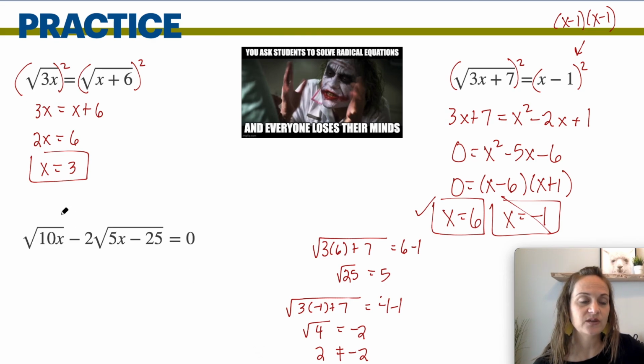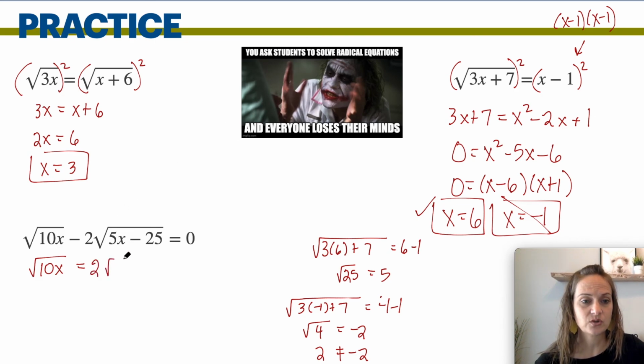In this last one, we need to get the square roots by themselves. You do not want to square both sides because you would have to actually FOIL this, because remember how we talked about you cannot just square this and square this part. You can't do that. You actually will have to get one of them onto the other side. So I'm going to leave the square root of 10x on the left, and on the right I'm going to add 2 square roots of 5x minus 25.